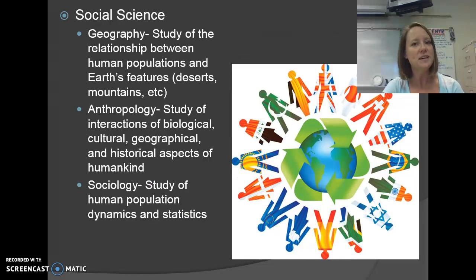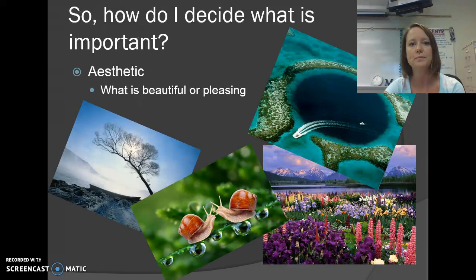We spend a little bit of time talking about social sciences, geography, which is looking at human population, how we interact with Earth's features, looking at mapping and cartography as well. Anthropology is looking at historical aspects of humankind. Anthro means human, so anthropology would be the study of humans. Sociology, looking at the dynamics and statistics related to human population.